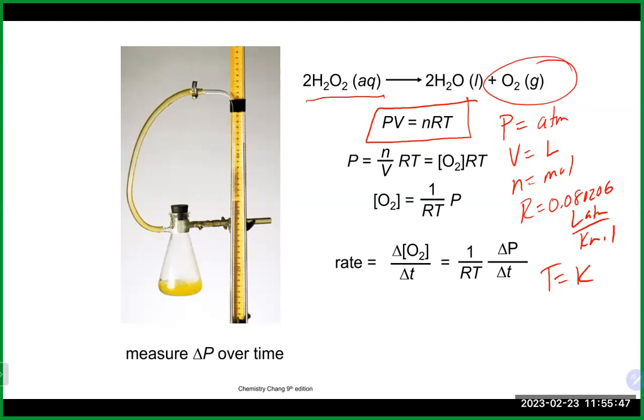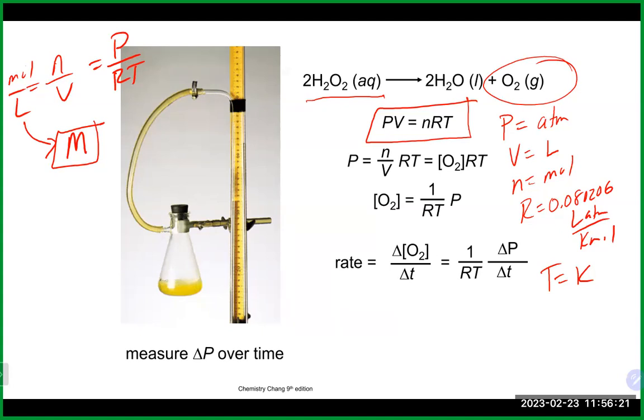Now, if we take the ideal gas law and do a little rearranging and solve for n over V, then n over V would equal P over RT. The units of n is moles. The units of V is liters, and moles per liter is the molarity. So when you solve the ideal gas law for n over V, you're actually solving for the molarity of a gas, which seems kind of weird, but that's actually what you're doing.